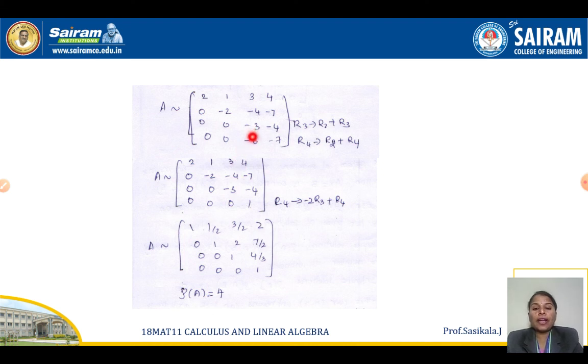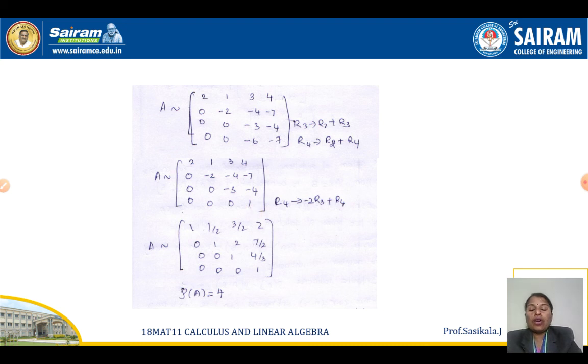Okay, the next one, I need to cancel minus 6. So minus 3 is there. Plus 6 means it is 0, right? So multiply by 2: minus 2 times minus 3 will become plus 6. Then you can add it. That is what's done: minus 2 into R3 plus R4 will give you a new R4. So the first 3 rows have no changes. The last row will be 0, 0, 0, 1.